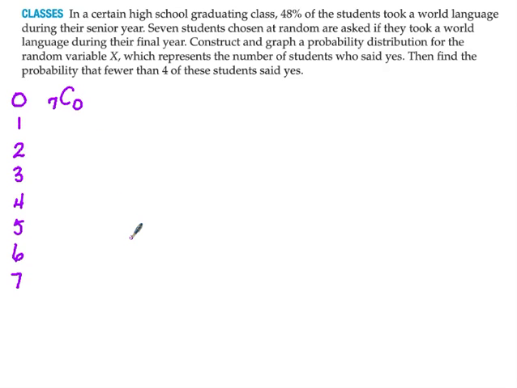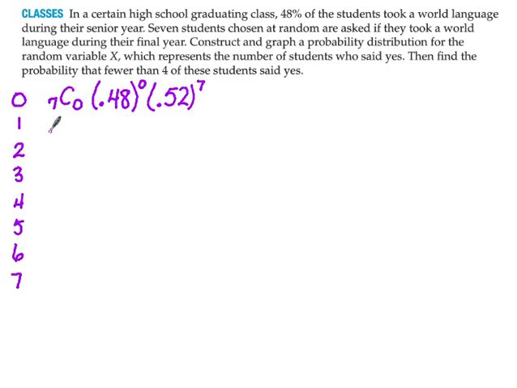So of those 7 students, none of those 7 took a world language. Probability they took a world language is what? 0.48. Okay, so I'm going to take 0.48 to the 0 power. What's the probability they didn't take a world language? 0.52. The kicker here is that these 2 exponents have to add up to 7. So whatever your total number is, those 2 add up to 7.